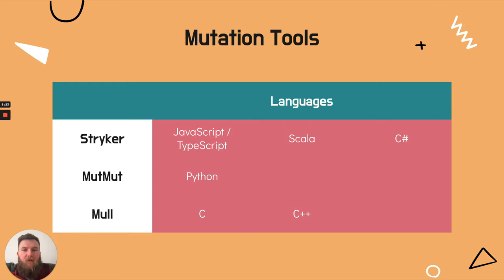So then this brings me on to what mutation testing tools are available. There's a lot more than these three, but these are the three top ones that I could find. You've got Striker, which supports JavaScript and TypeScript. It also supports Scala and C#. And you've got MutMut, which is a Python mutation testing library. And then there's Mull for the C variants of programming languages.